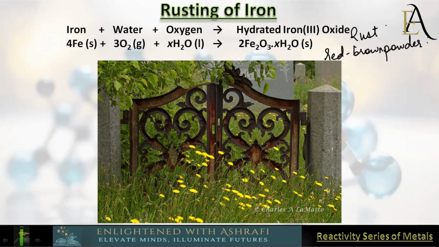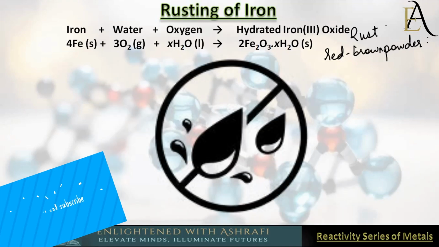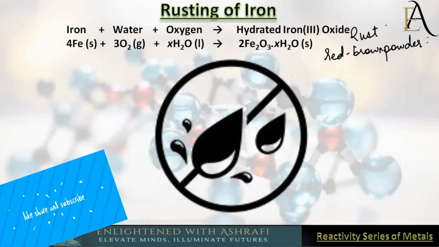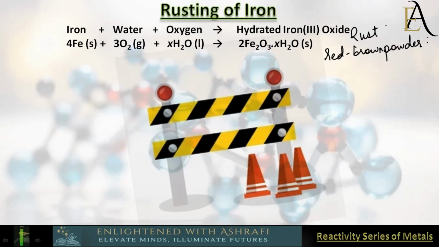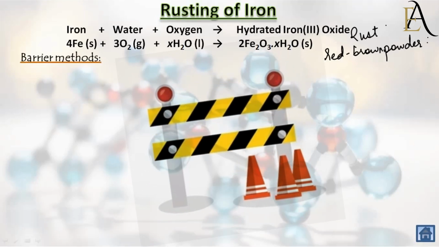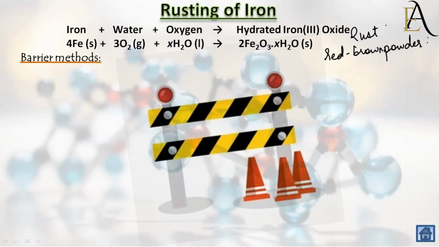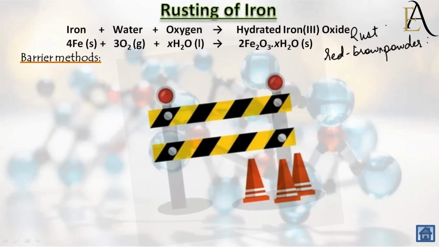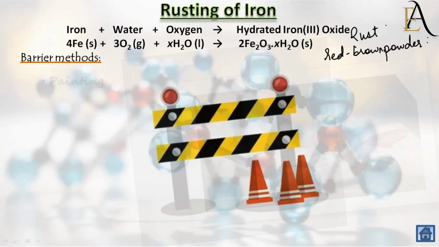Because of rusting, the object starts to deteriorate. Now, how can we prevent the deterioration of the object? That can be done with the help of barrier methods. These barrier methods help in the prevention of rusting of iron or steel objects. There are different types of barrier methods. Let's start with the first one.